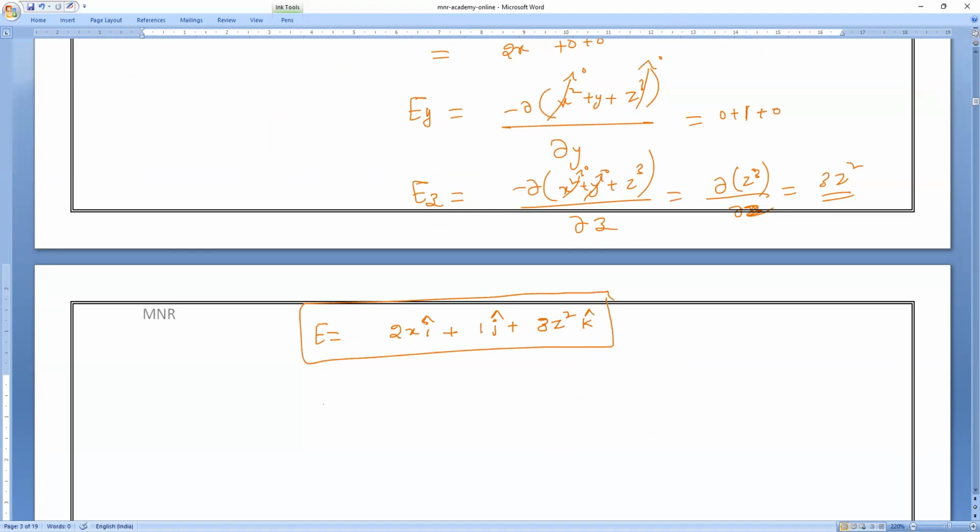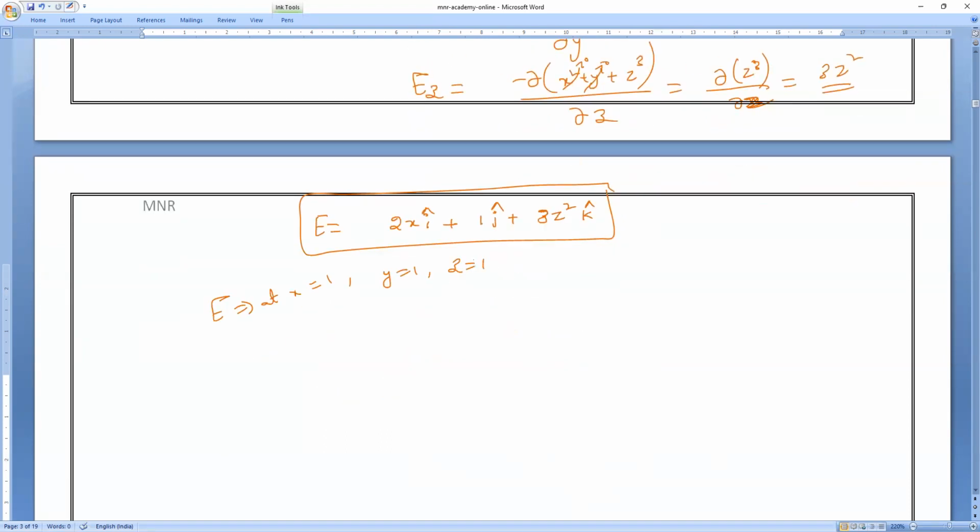Now they have given the function E and they are asking at x equal to 1, y equal to 1, and z equal to also what? Everybody, z equal to 1 or 2? Z is equal to 2. So E is equal to 2 times 1 into i cap plus 1 j cap plus 3 into 2 square k cap. If I solve this, I will get E equal to 2 i cap plus j cap plus 12 k cap. So this is what they are asking us.